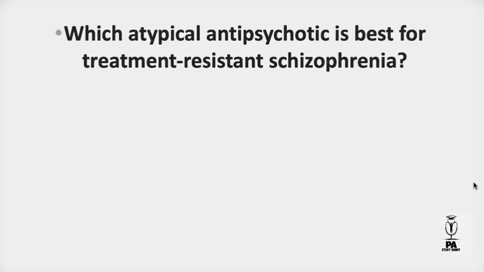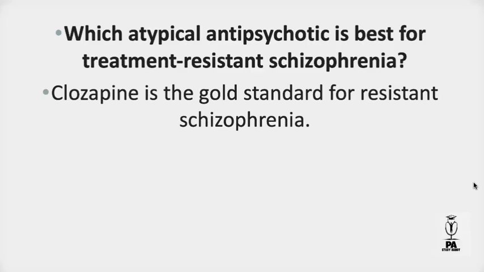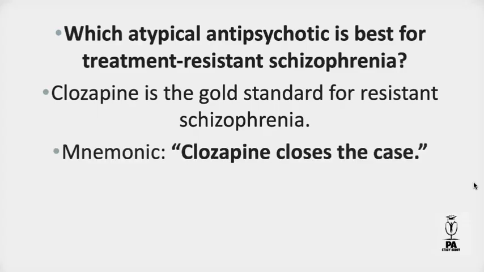Which atypical antipsychotic is best for treatment of resistant schizophrenia? We already covered this. It's clozapine. It's the gold standard for resistant schizophrenia. Clozapine closes the case.